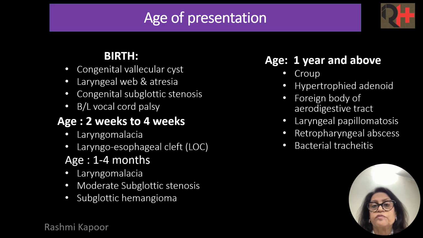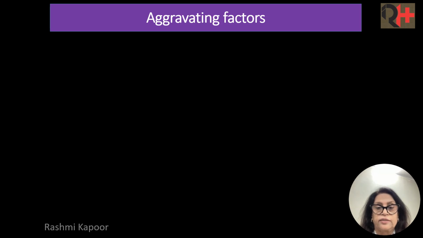Above 1 year, most of the time it would be infective causes because the congenital causes may have presented much before 1 year, barring a few congenital causes which may present a little later, like if a web is mild, then it may present much later. So the lesions that present above 1 year are croup, hypertrophied adenoids, foreign body of the aerodigestive tract, laryngeal papillomatosis, retropharyngeal abscess, and bacterial tracheitis.